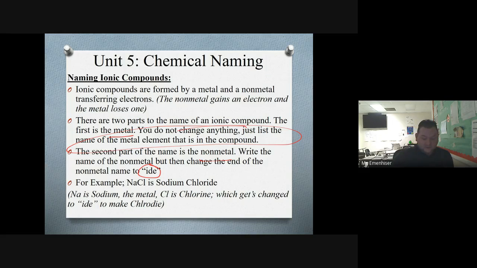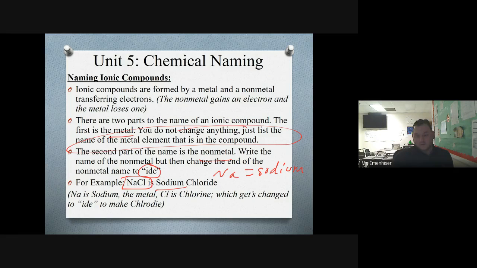All right, so for example, NaCl is a formula for a compound. We want to name that compound. The name of this compound is sodium chloride. So how did I get that? Na is the symbol for sodium. So when I write the name of this compound, the first thing I'm going to do is write sodium.